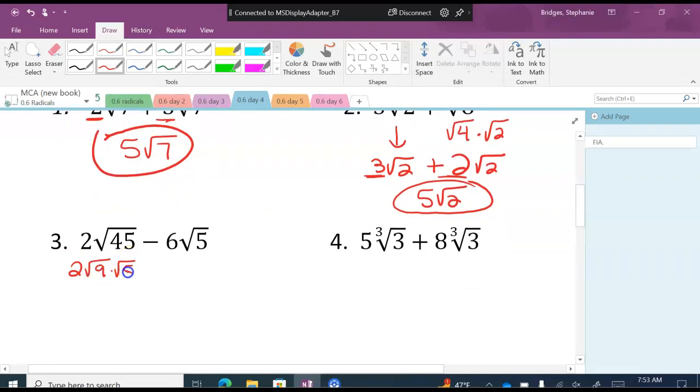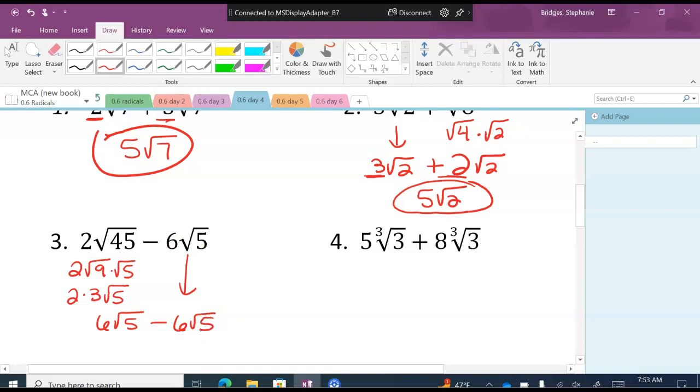Then I'm going to split up that 45 into the square root of 9 times the square root of 5. Again, the 2 stays. What is the square root of 9? 3. And so that's going to turn into 6 square roots of 5. Can that second one simplify at all? No. So I'm going to bring it down.